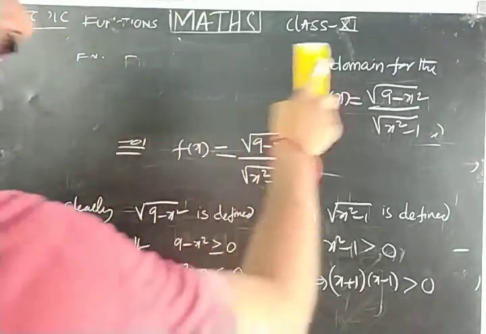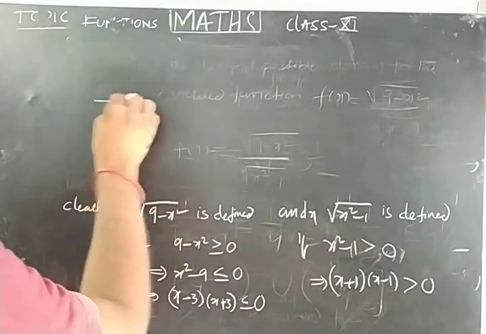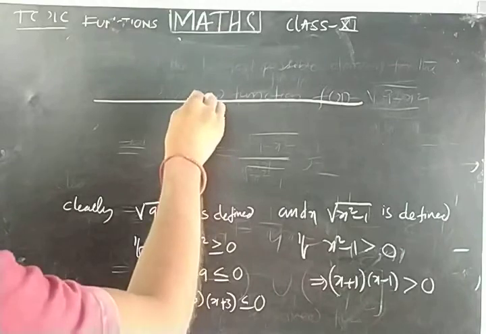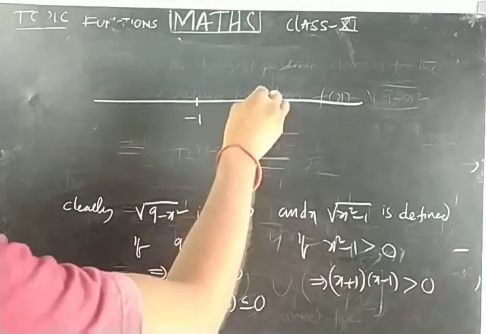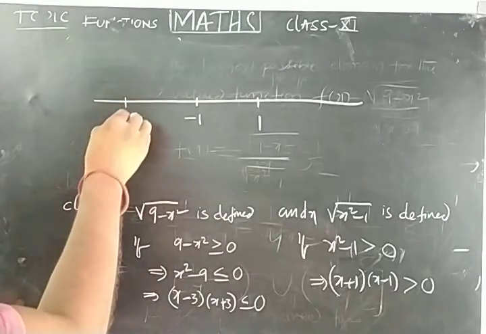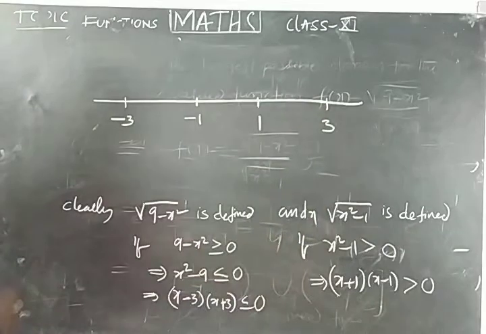Okay. Now after getting the factors, find out what are the roots and represent the roots on the number line. Here you will get minus 1, plus 1. So I am taking minus 1, plus 1 here, and take minus 3, plus 3. Minus 3 lies on the left hand side of minus 1. Plus 3 lies on the right hand side of plus 1. Now this is the number line.